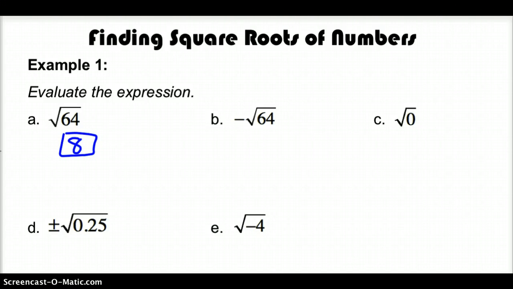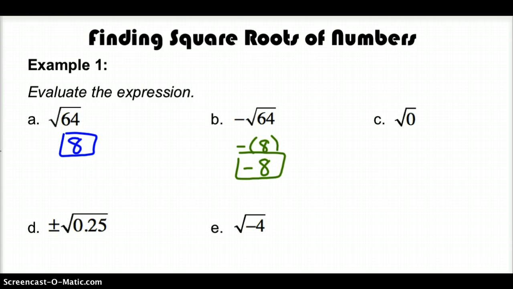Now in the next example, in part B, it's asking for the negative square root. So what is the negative square root of 64? Again, I know that 8 times 8 gives me 64. But I have this little negative sign on the outside. So it's the opposite of 8, or negative 1 times 8, which is negative 8. And that's what we're looking for in part B.